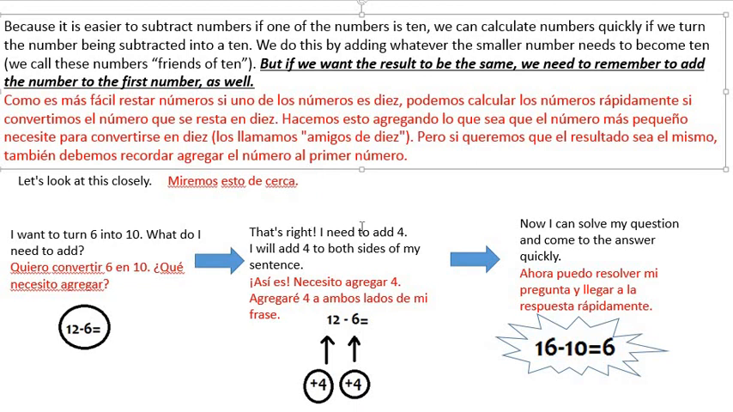That's right. I need to add 4. I will add 4 to both sides of my sentence.